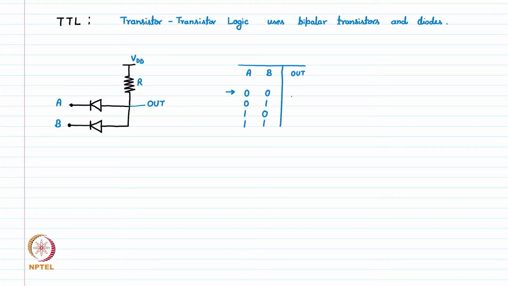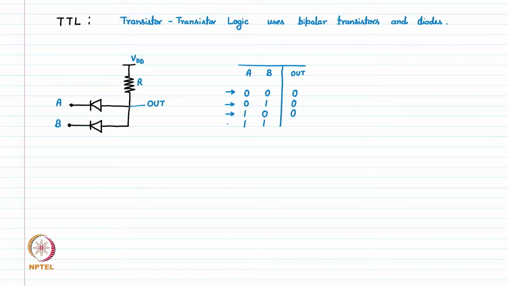So the output value will be 0 in this case, and for any other line, for example if A is 0, then this diode will turn on, and if B is 0, then this diode will turn on. When A and B are both 0, then both of them will turn on. So the output will be pulled down to 0 in all three cases.